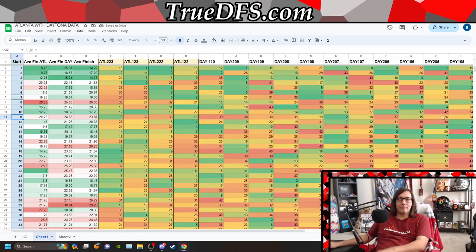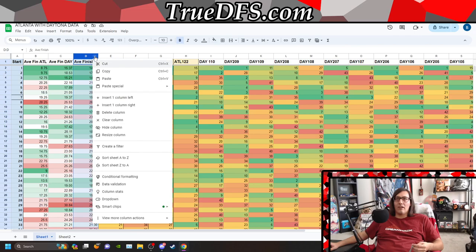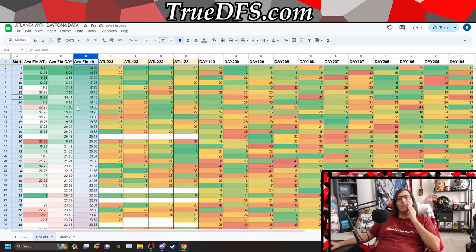And so, building on top of what we talked about last time in the Atlanta video, trying to figure out where I want to build lineups towards, looking at average finish, weighing that and understanding that it's not a one-to-one showing of the DraftKings points these guys would score, but it gives you a good indication of where they would be based on finishing position. Man, it's pretty wild.